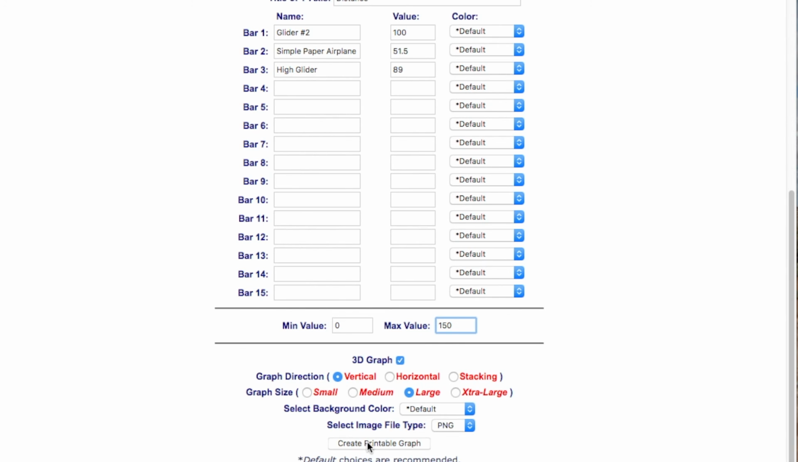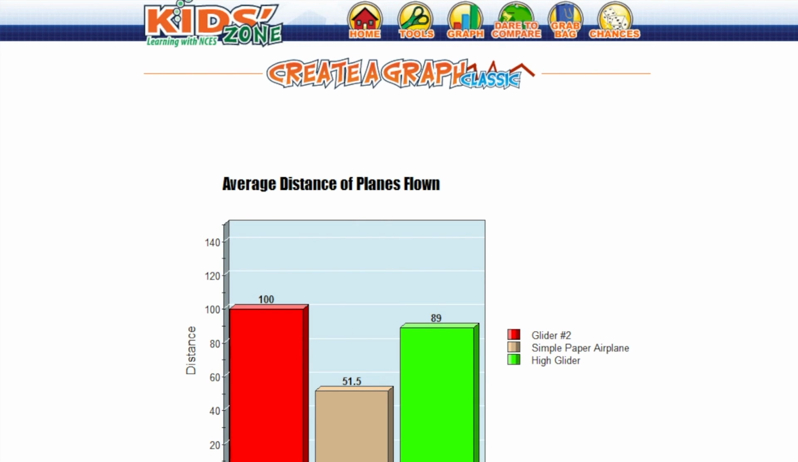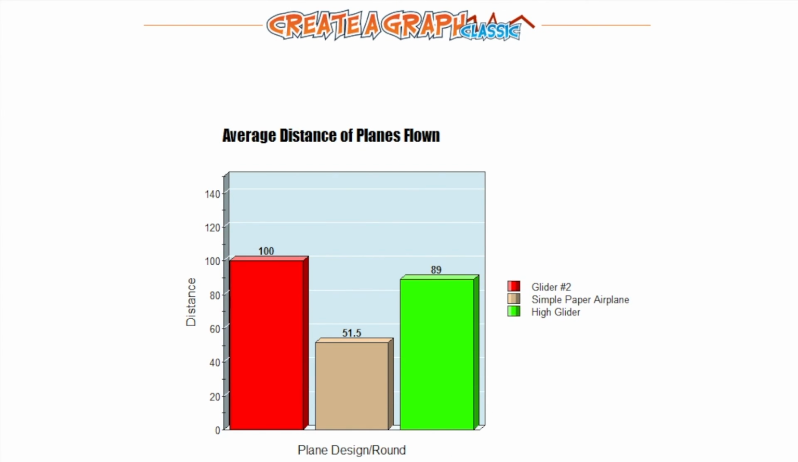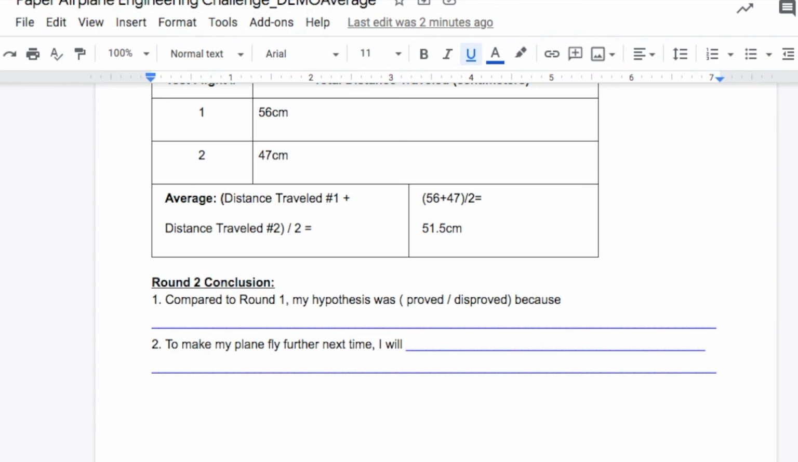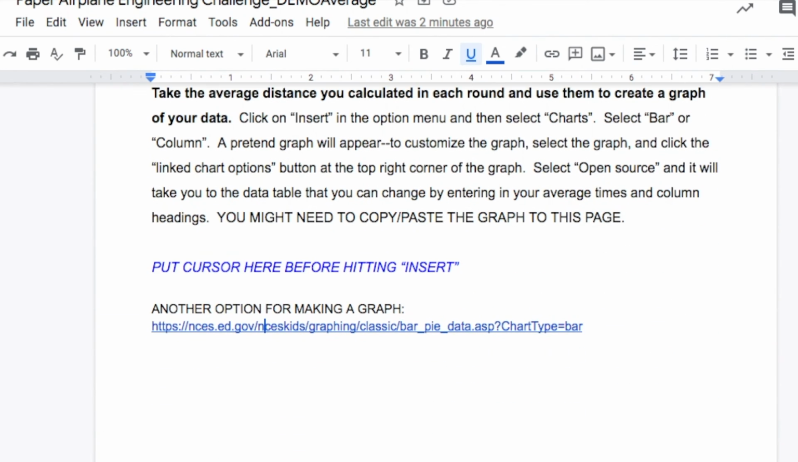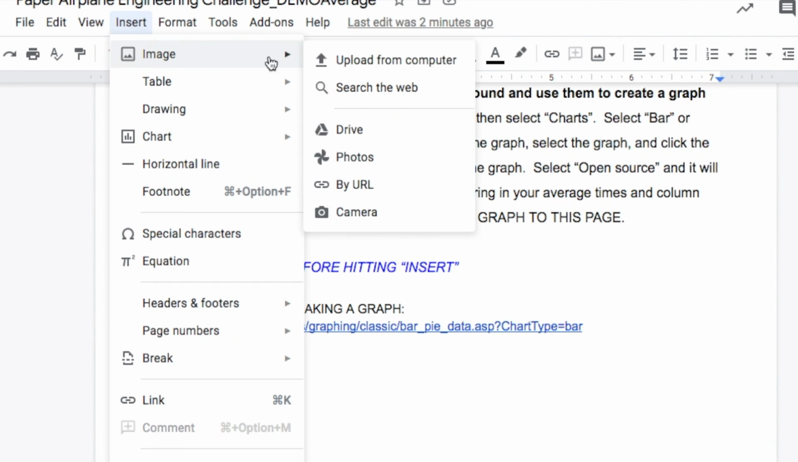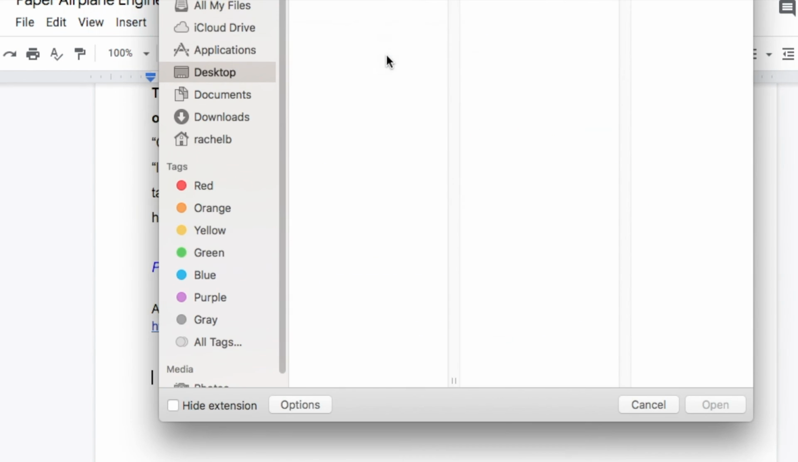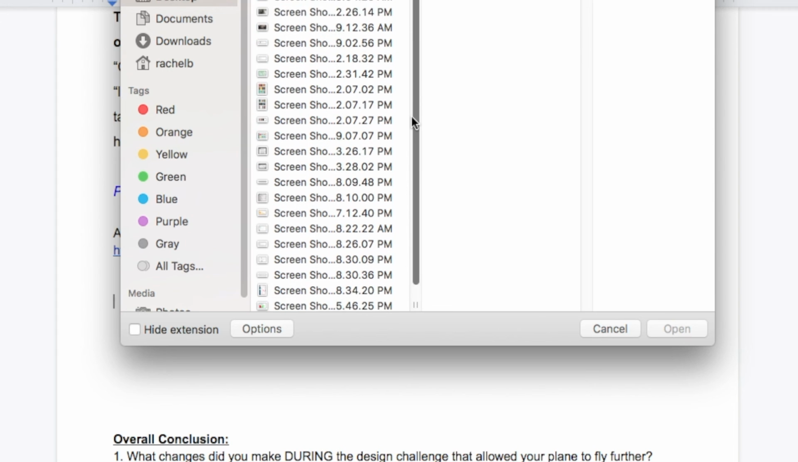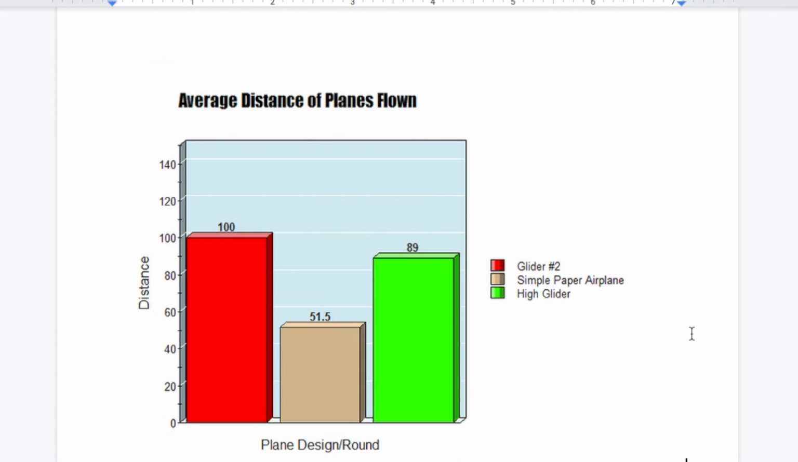And then if I hit down here where it says create printable graph, oh my gosh, it gives me a graph now. That's a little bit easier. And then to get this back into my Google Form, I can take a screenshot, which on my computer is Shift Command 4. And I can copy that. And then I can come back over here to my paper airplane challenge, go here, insert an image, upload from my computer. On my computer, it always puts screenshots on the desktop, so I can load it here.